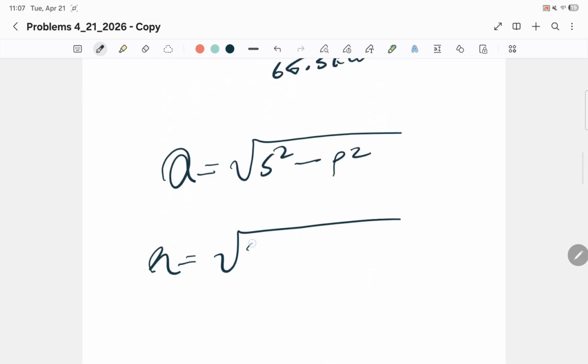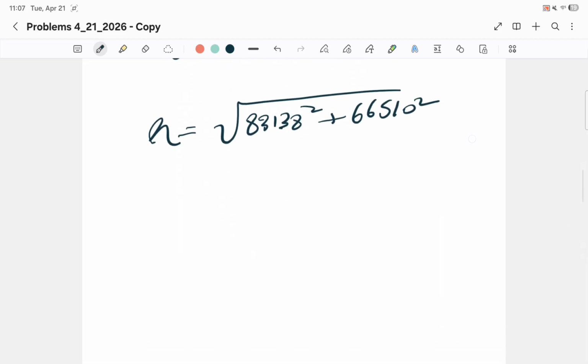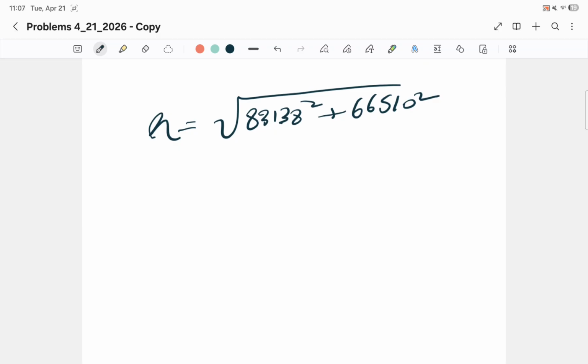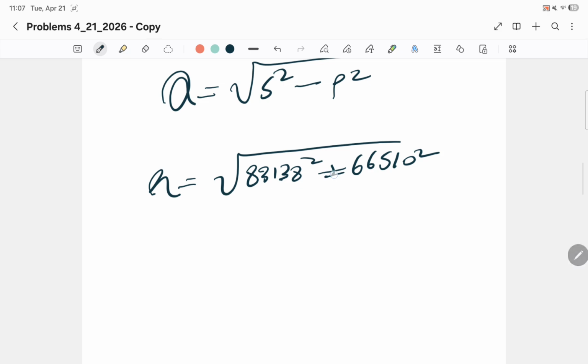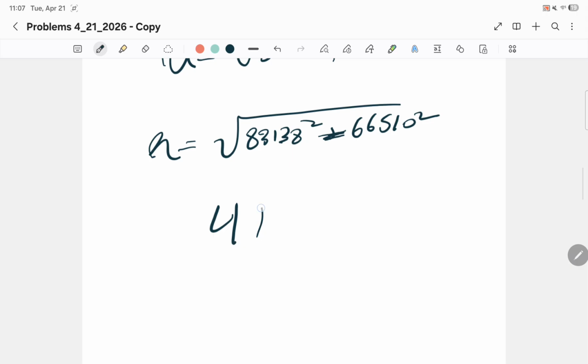So 83,138 squared plus 66,510 squared, which will give you a reactive power. Sorry, this is subtraction. Whoops. Didn't mean to confuse y'all. It'll give you 49,883.33. This is volt-amperes reactive.